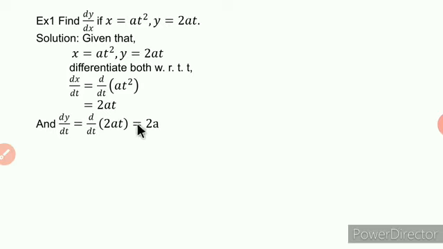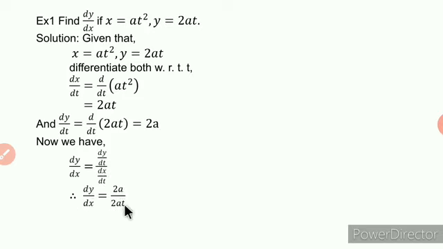Now we have both the values. So dy by dx is equal to dy upon dt divided by dx by dt. Now put the values of dy by dt and dx upon dt. We get it is equal to 2a divided by 2at. Now 2a gets cancelled from numerator and denominator. Hence we get dy by dx is equal to 1 upon t. This is the required value of dy by dx.